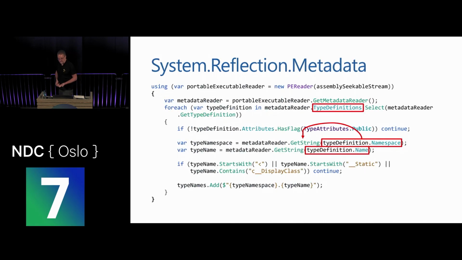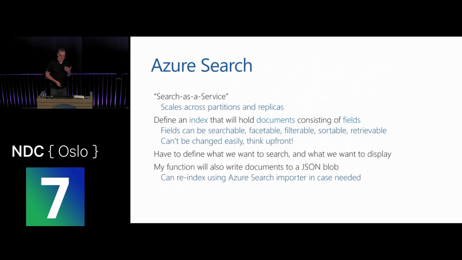Then, when we have those namespaces and types, and we already have the package ID and the version, we of course have to store it somewhere. We chose to go with Azure Search. I don't know if it's ever going to be something that we will keep using or not, but for now it works quite well because it's an actual search engine, which means we can do some additional filtering that a stupid blob storage or key value pair database would do.